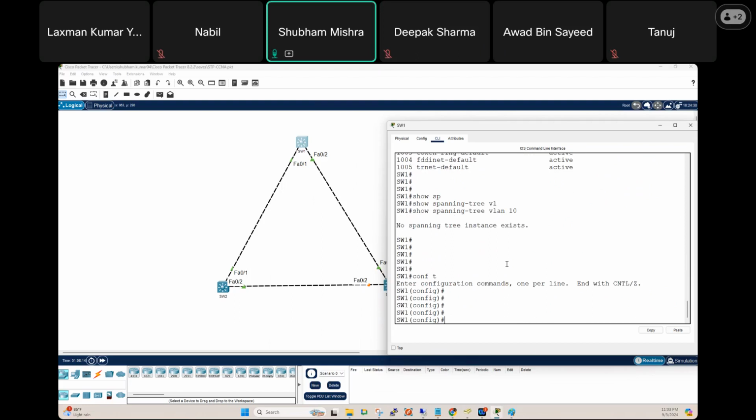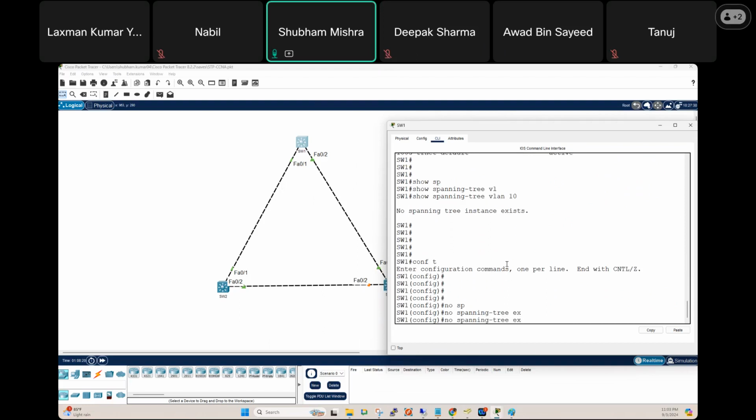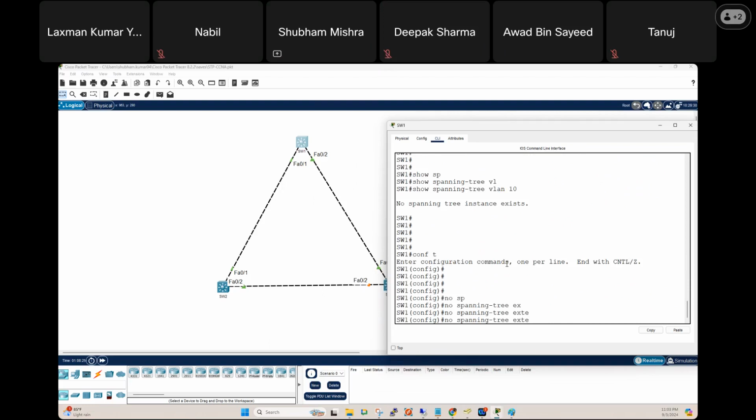I don't know if the command will work or not. The command is no spanning-tree extend system-id. So that is the command, but on Packet Tracer it will not work. Clear?